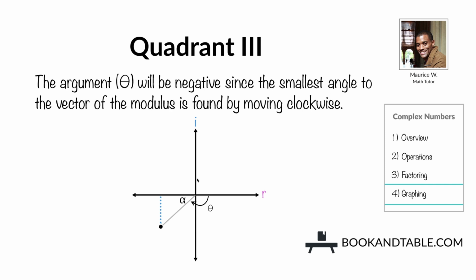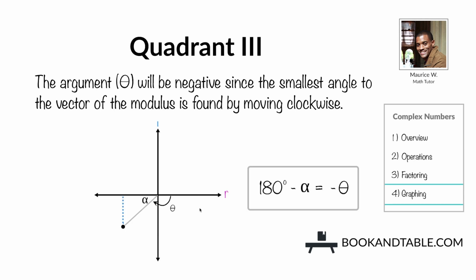Previously, we were moving counterclockwise and all of our angles were positive. Since we're moving in the opposite direction now, which is clockwise, the angles will now be negative. So the range of values will be from 0 to positive 180 degrees, or from 0 to negative 180 degrees for all arguments. And again here, we will calculate negative theta by subtracting alpha from 180 degrees. So we'll do 180 minus alpha, but we'll still need to multiply the value that we get times negative 1 in order to get theta, because all of our angles now in quadrant 3 must be negative.